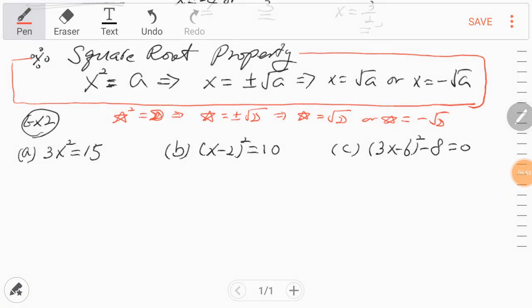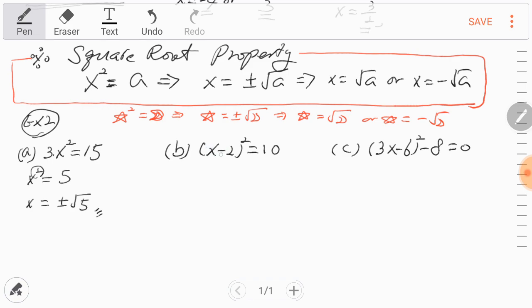let's try some examples. Here is x squared. We need x squared, so get rid of the coefficient 3 first. We can divide each side by 3, then 15 over 3 is 5. From this x squared, you can get rid of the square. Then what happens to the right hand side? Plus or minus square root of 5. So there is a positive square root of 5 or a negative square root of 5. There are two solutions.